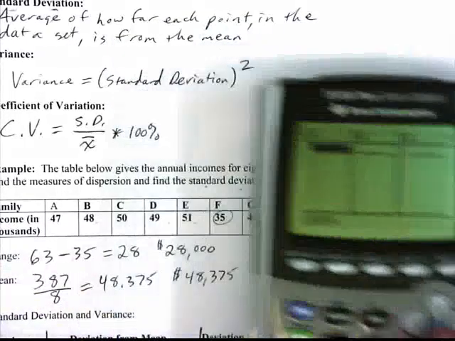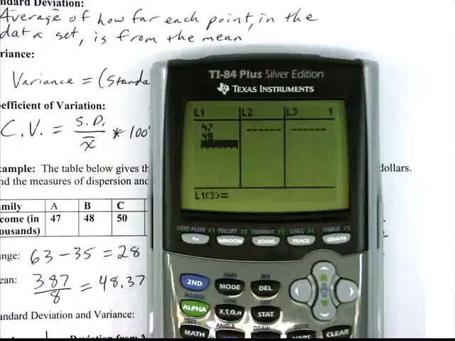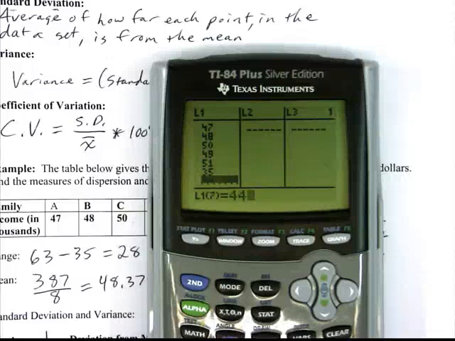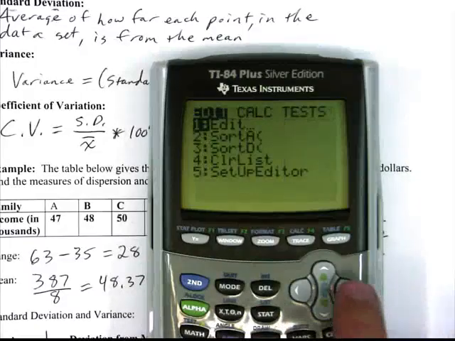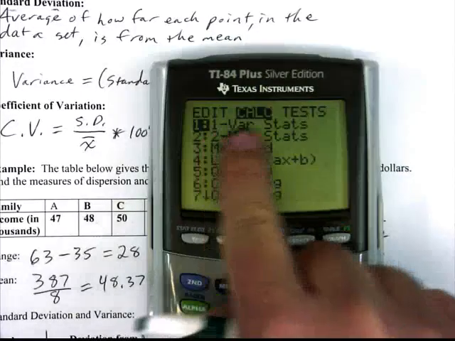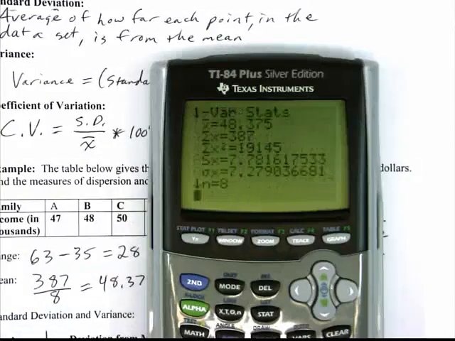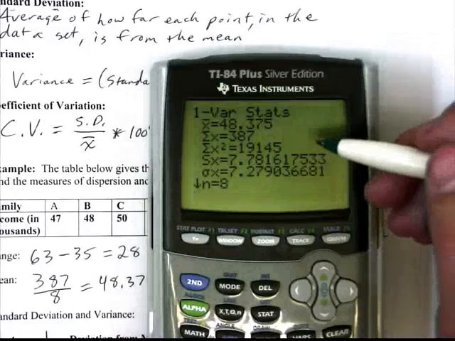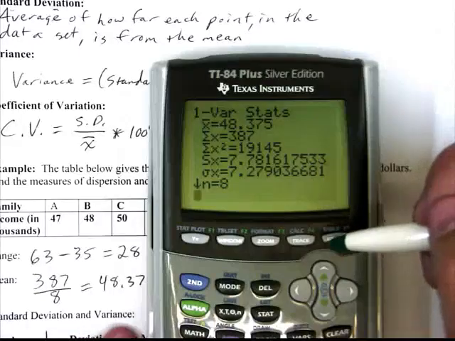So my data was 47, 48, 50, 49, 51, 35, 44, and 63. Now, if I go back to stat and I go over to calculate, and I want to calculate a one variable stat, I could put in L1, but by default it always goes to L1, so I could just hit enter. Notice it gives me my mean up here, which is what I determined, 48.375.